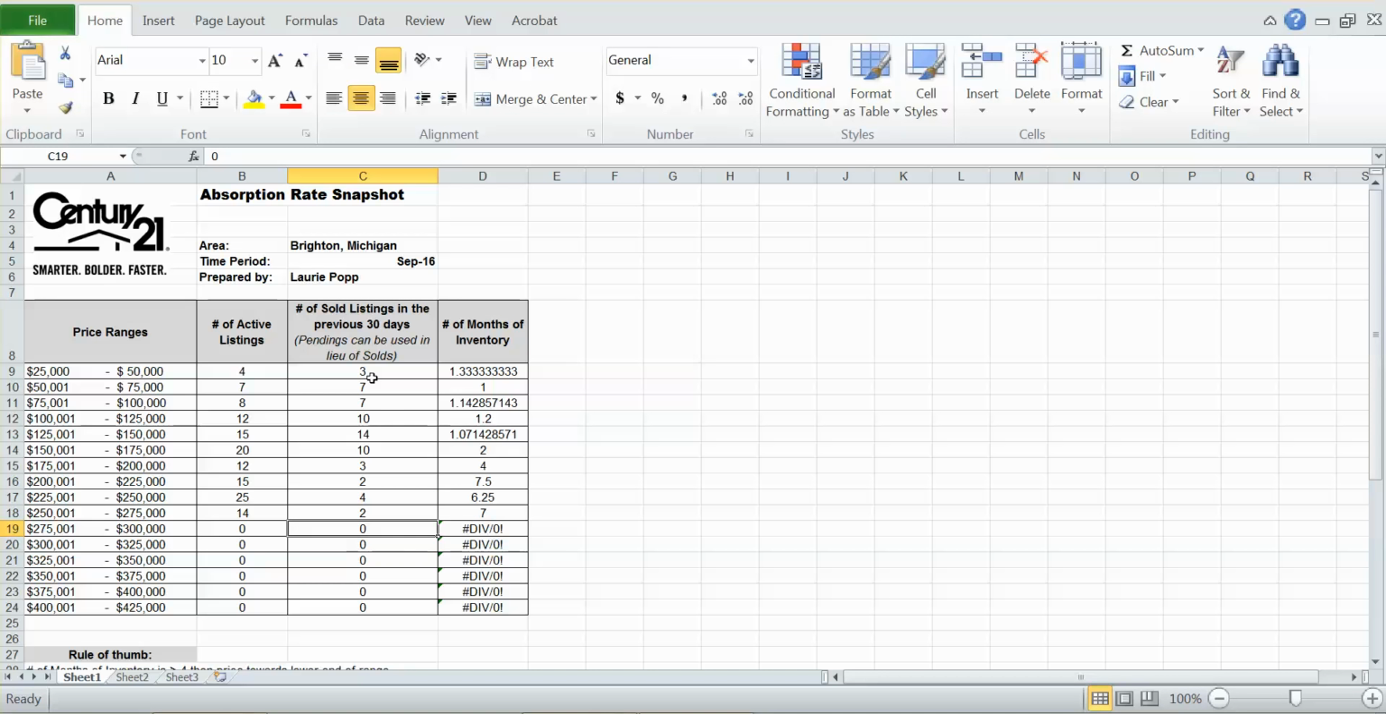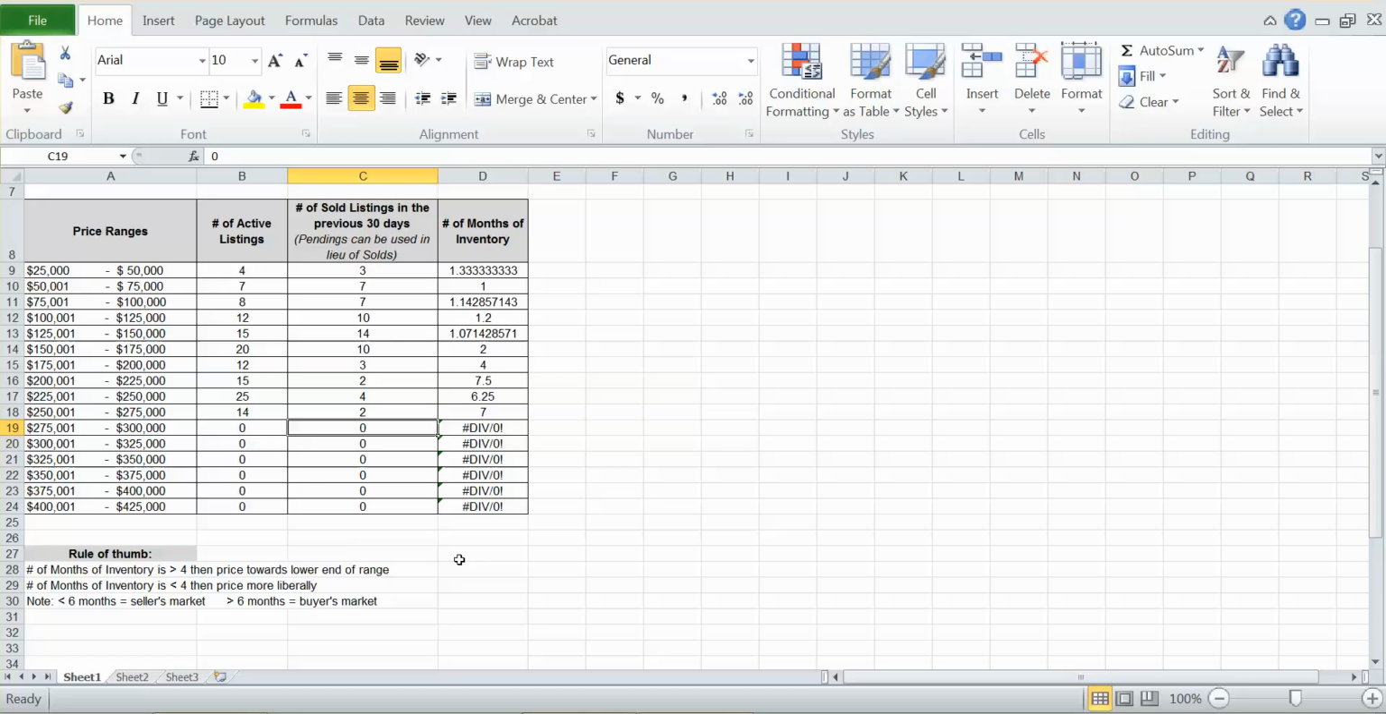Okay, now what's happening is over here in the far right hand corner, it's automatically calculating how many months of inventory that you have in that particular price range. So now this is where the talk track gets really good. Let me scroll down a little. You're going to see a few rules of thumb down at the bottom of this worksheet. The rule of thumb is that 4 seems to be an average market.